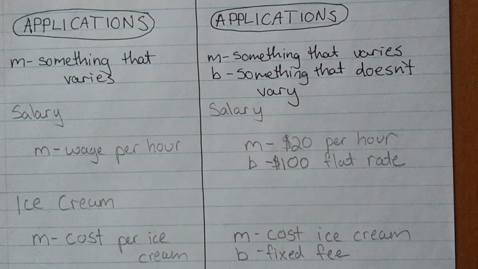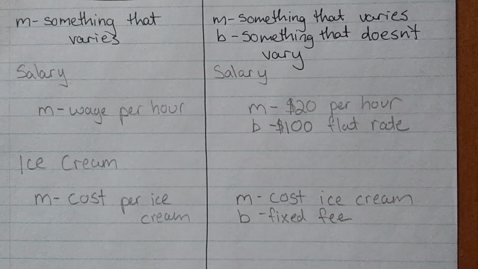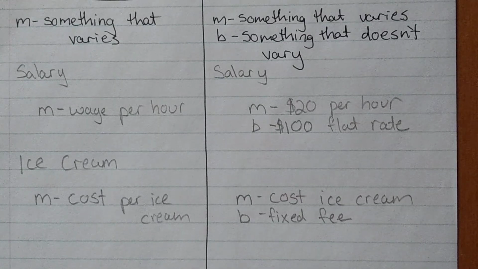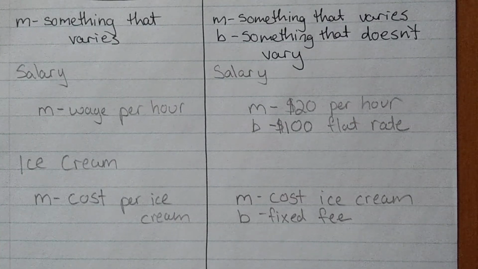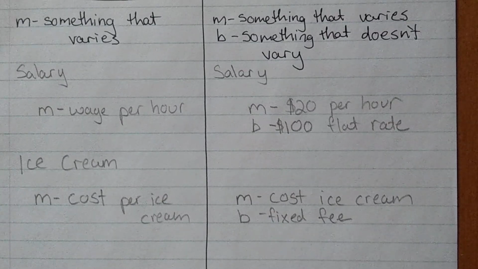So this is sort of where the difference is. When you get an application problem and you're trying to work out if it's direct or indirect, look and see, is there something that varies and that's all? Or is there something that varies and then something that doesn't vary, something that stays the same?